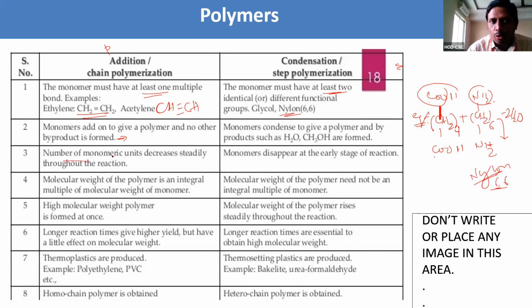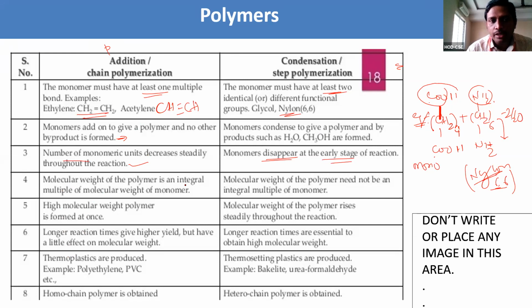Steadily the number of monomeric units decreases throughout the reaction, but monomers disappear at the early stage of the reaction. Whatever we are taking as monomers, adipic acid and hexamethylene diamine, do not appear in the product. A different product, nylon 66, we got. Monomers disappear at the early stages of the reaction, but in addition polymerization it is not taking place. These we have already discussed.